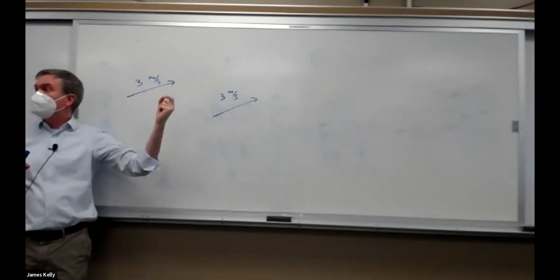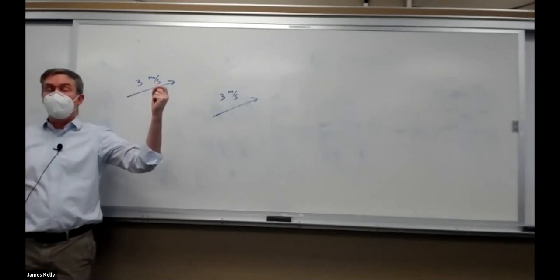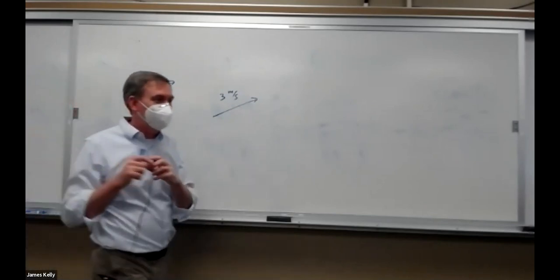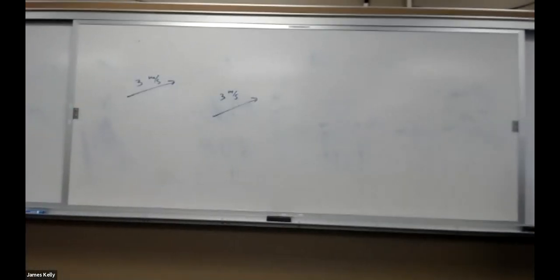There's no sense to where the tail of a vector is located in space. We can draw it wherever we want. So if something's moving at 3 meters per second, when we draw its velocity vector, we don't really care where we draw it. What matters is the length and direction. Good. Okay, let's go back here.